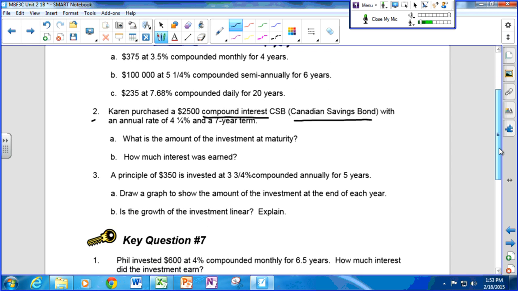One of the things about Canada Savings Bonds is that they usually are adjusted. So you might buy the 4.25% one, but if interest rates go up, the government doesn't want you to cash them in, so they'll increase the interest rate for the following year. Quite often they'll do that.